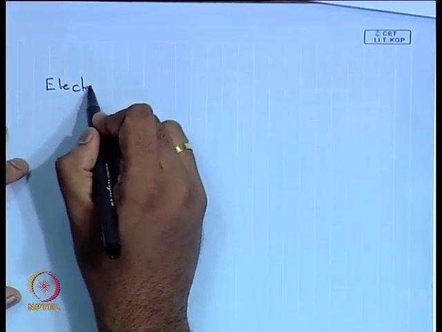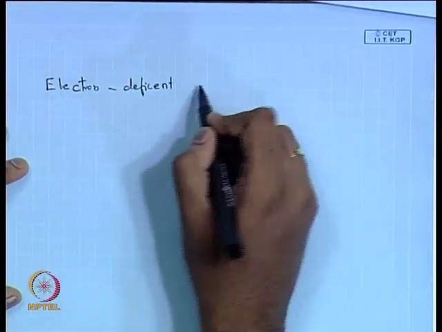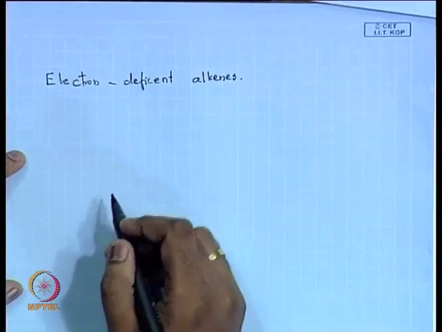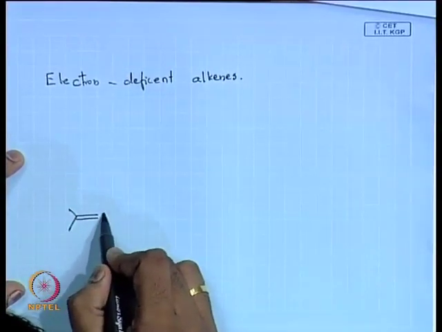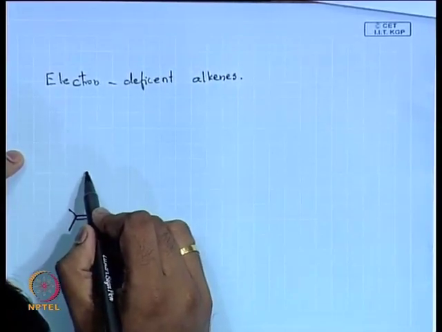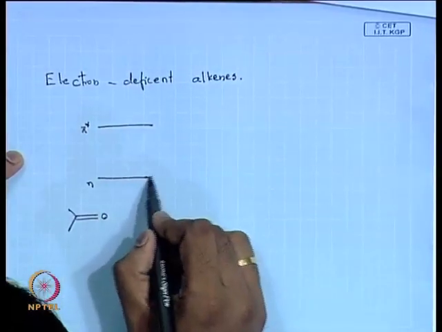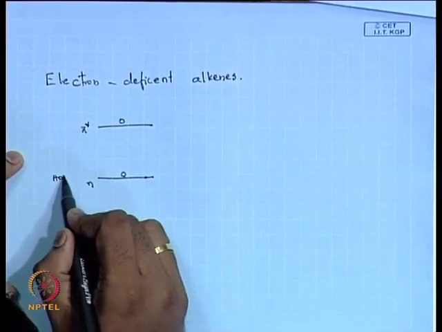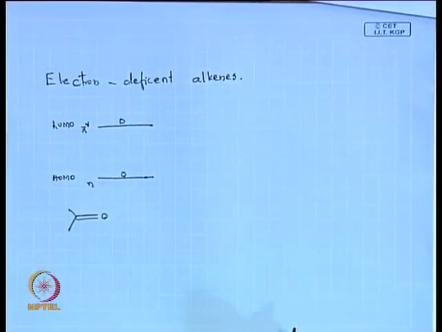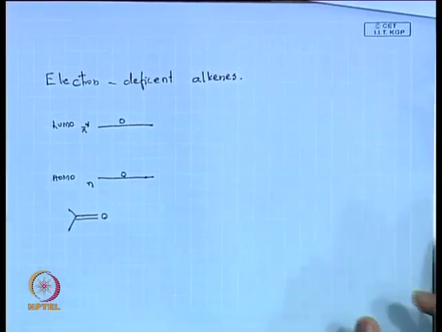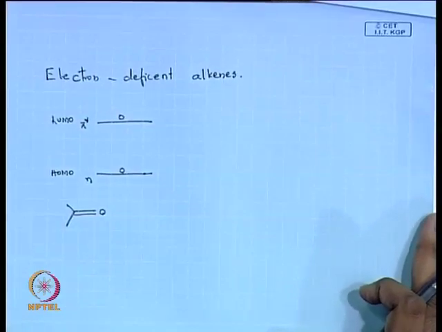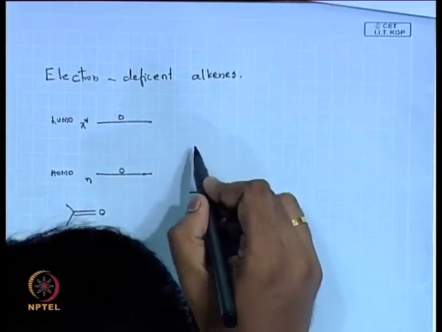Now, we will take this electron deficient alkene and see how it goes, okay. Same thing, if you think about electron deficient, it can be drawn now. Again, I am trying to draw my n pi star of my carbonyl. This is HOMO and this is my LUMO. Now, I am talking about a system which is an electron deficient alkene, right. So, if you see the pi star of that, it looks like this.